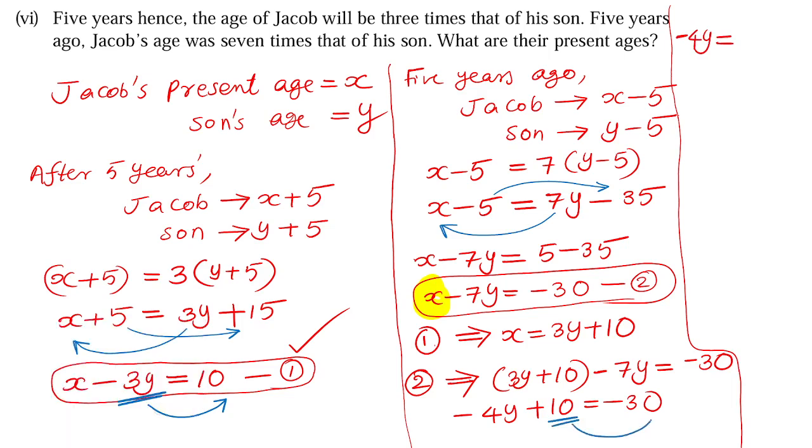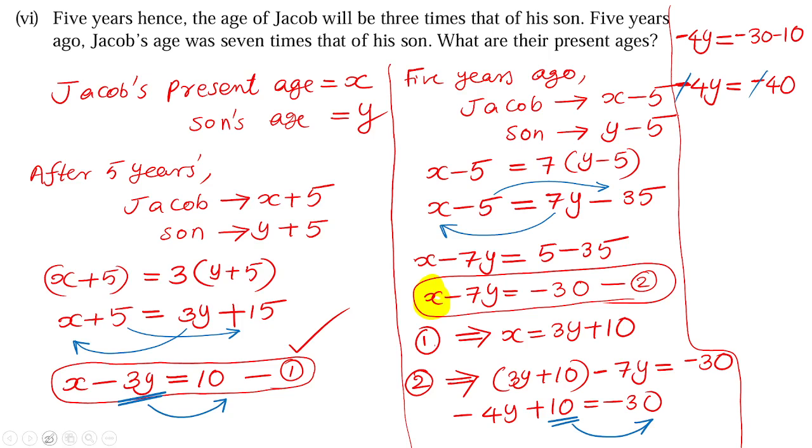This 10 goes to the other side. Minus 4y will be minus 30 minus 10. You can zoom, okay? If you are watching the class from your mobile, you have to make full screen and you can zoom it. Minus 30 minus 10 will be minus 40. Correct.